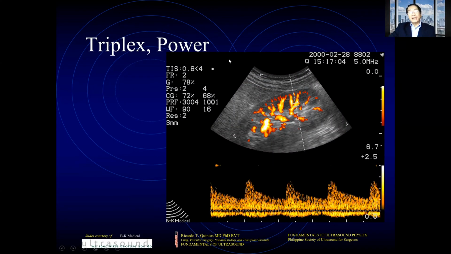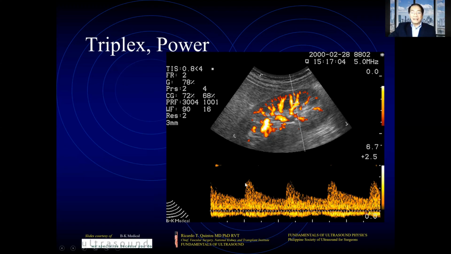Okay, now this image shows us what is called the triplex using the power mode. Triplex because there is a B mode, or the grayscale mode, and there is a power flow mode. Remember, there's only one color because of the power flow mode, but it gives us the intensity or the velocity of flow. And you have here at the bottom the Doppler frequency spectrum.